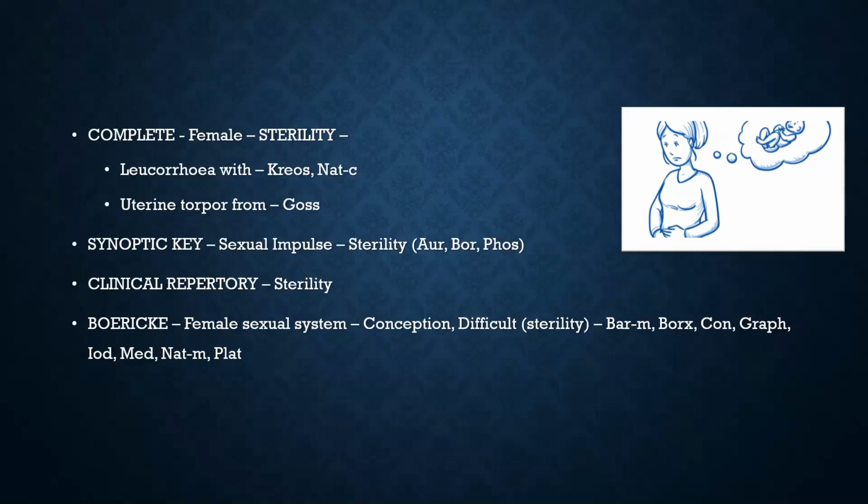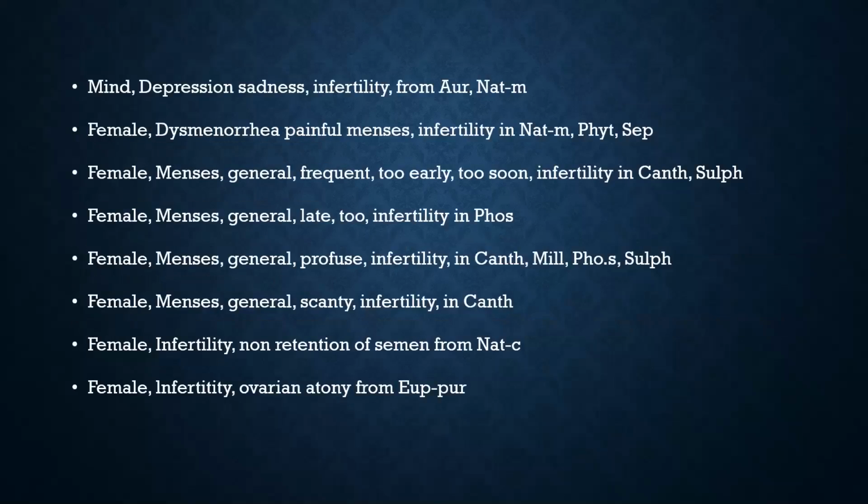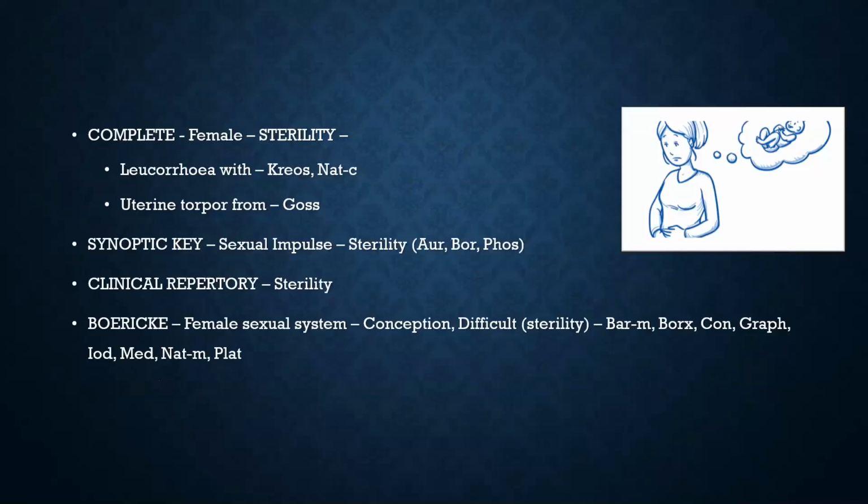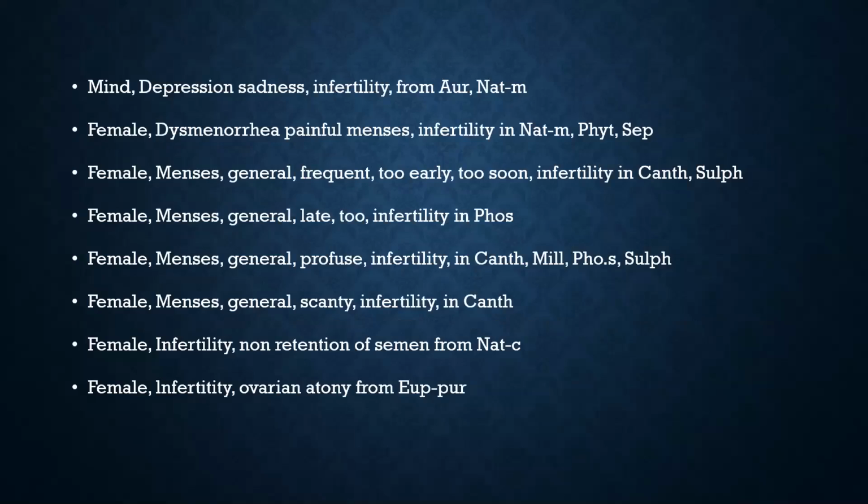Now, these were a few representations of infertility on the physical level. Now, we come into the mind: depression, sadness, infertility from. These are a little more indifferent. Then dysmenorrhea, painful menses, infertility in. So in these, infertility or sterility is not the prominent rubric. It is given under another rubric. All the other rubrics which we saw were under the rubric infertility, but these are the other descriptions.